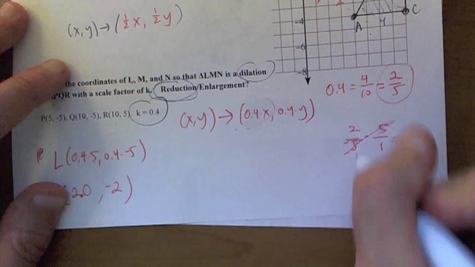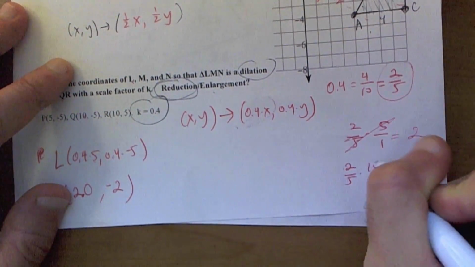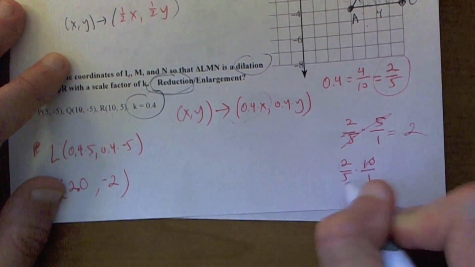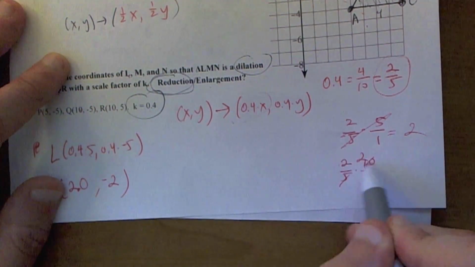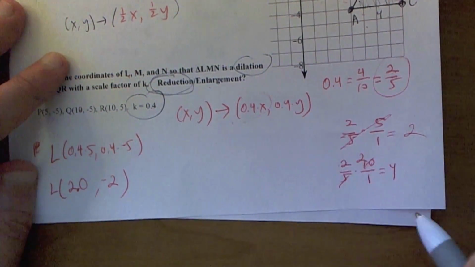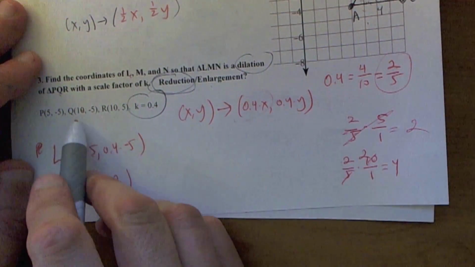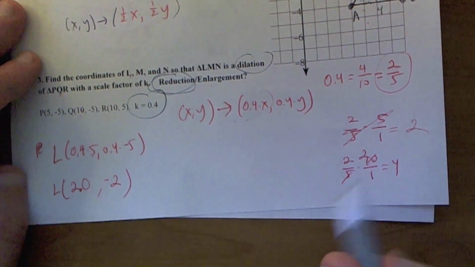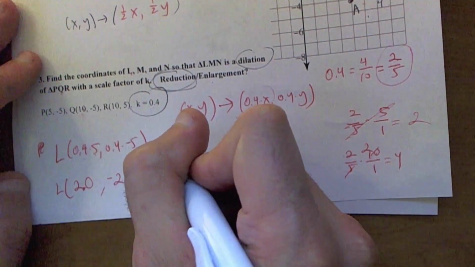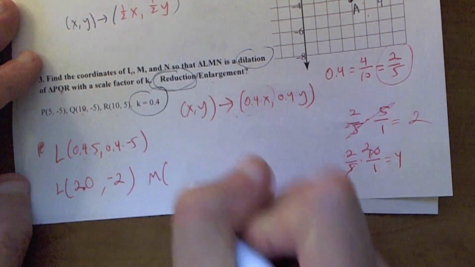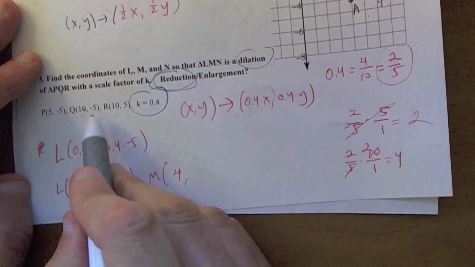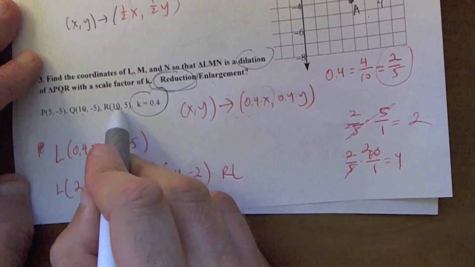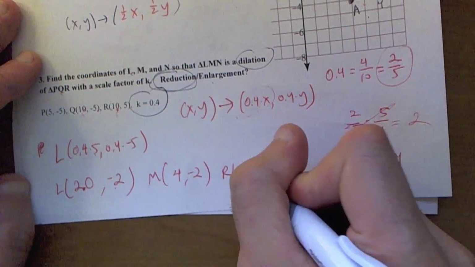Let's do this as well. 10. So 2/5 times 10. I could do 20 divided by 5, or I could just say 10 over 5 is the same as 2, and 2 times 2 equals 4. So I can use that fraction, or I could multiply 10 times 0.4, which is 10 times 4 is 40, move the decimal over 1 and you get 4. So in other words, Q mapped to M, so M is going to be (4, -2), since -5 maps to -2. And R, 10, as we saw, maps to 4, and 5 maps to 2.